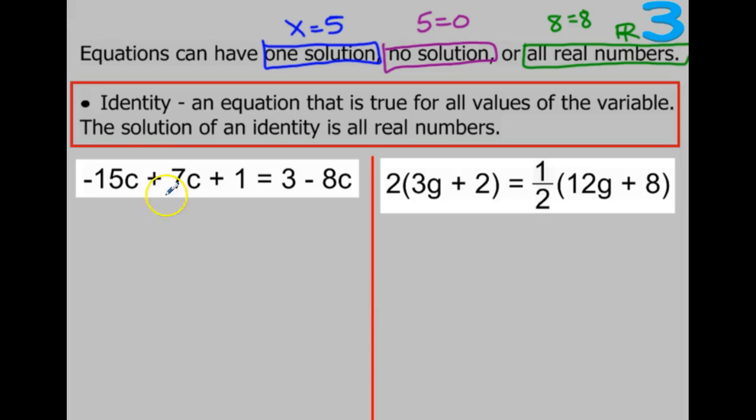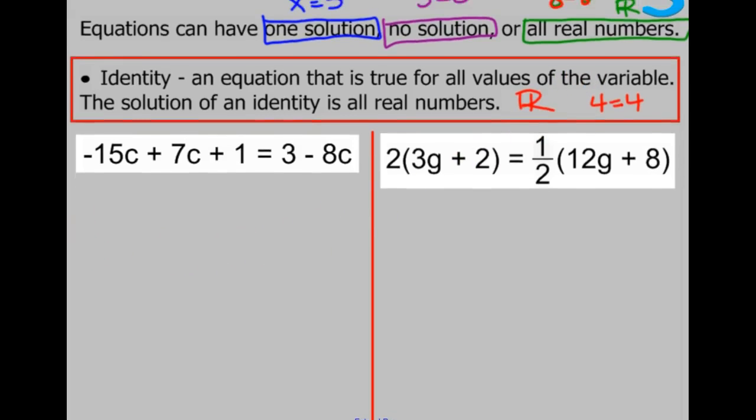And here in this box it says an identity. An identity is an equation that is true for all values of the variable, of the letter. The solution of an identity is all real numbers, like we said. So, like looking in the mirror, 8 would look in the mirror and see 8. 4 would look in the mirror and see 4. If it's the same on both sides, you can say all real numbers or identity. So let's solve this one.